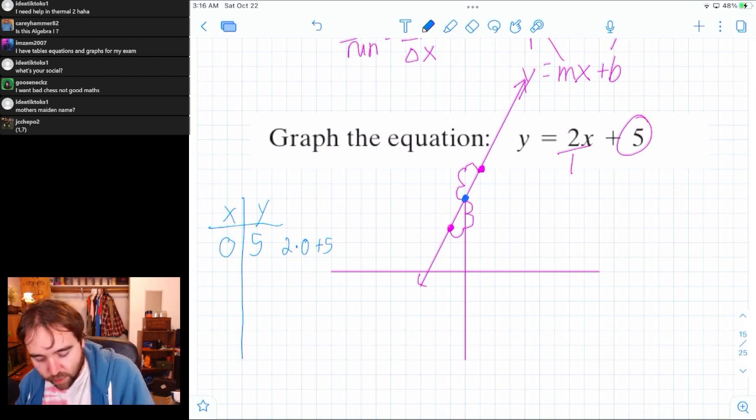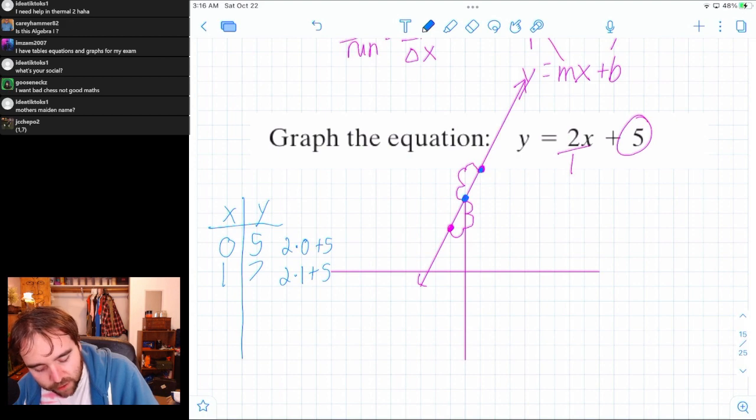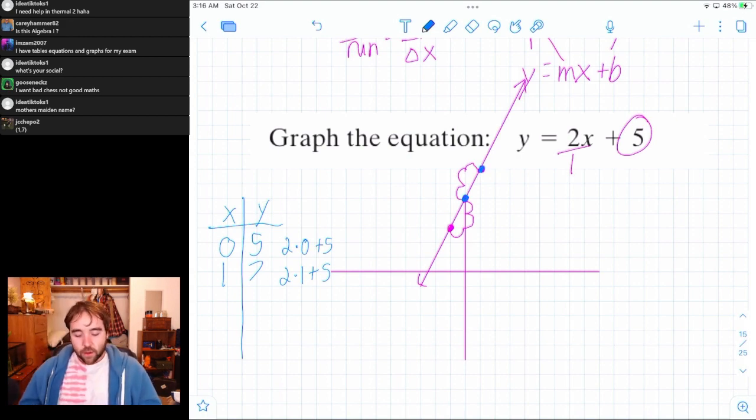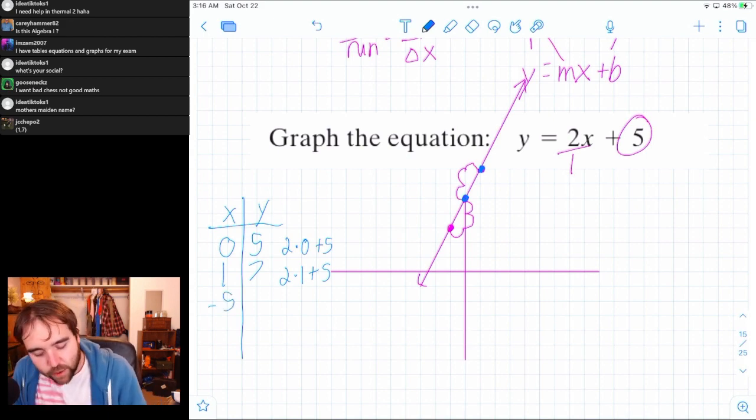And you do a few more. If x equals 1, 2 times 1 plus 5, well, you see that's 7. And so you see that's the point 1, 7 right there. And we can do that for any value. Let's maybe throw out a wilder one. What if we did like -5? That's not even on our graph yet, but we can still see what that should be.